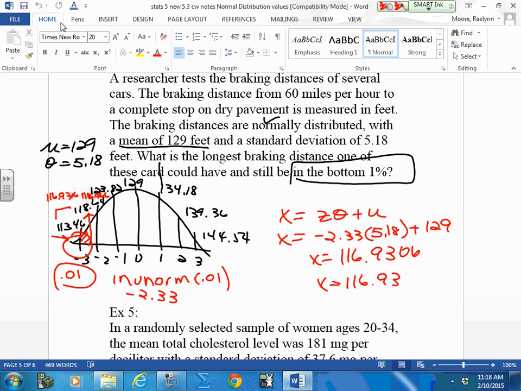Now, here's my problem. Is it better to have a long braking distance or a short braking distance? A short braking distance. So the bottom of this curve should actually be where?